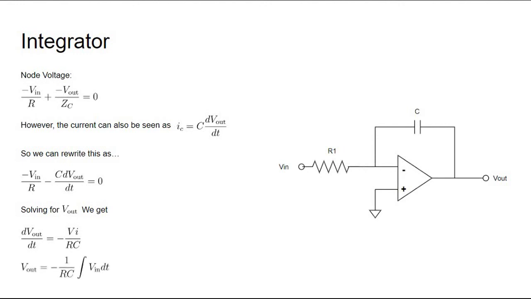Taking the integral of both sides, we get V out is equal to negative 1 over RC times the integral of V in over time. And there you go. We have, again, found V out with respect to V in.